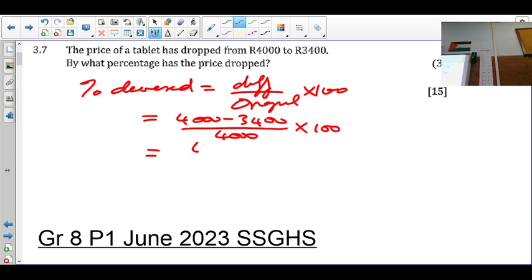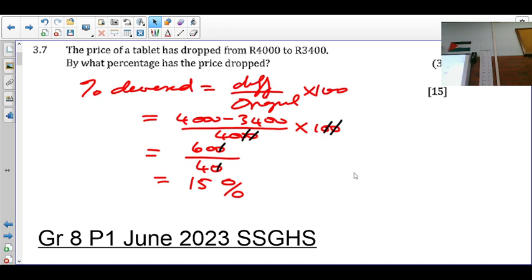So what's the difference? 600 Rand, not so? Over 4,000 times 100. 100 divided by 100 there. So you're left with over 40. So both divided by 10. 60 divided by 4 is 15. By what percentage has the price dropped? It has dropped by 15%. Okay. Nice question there.